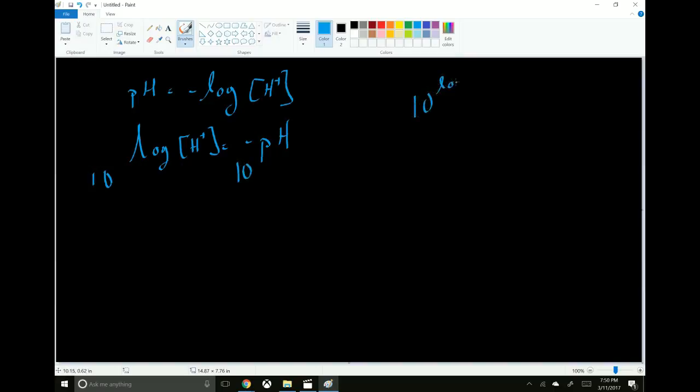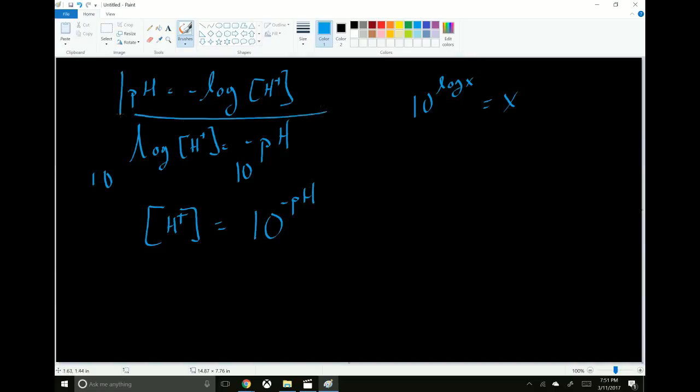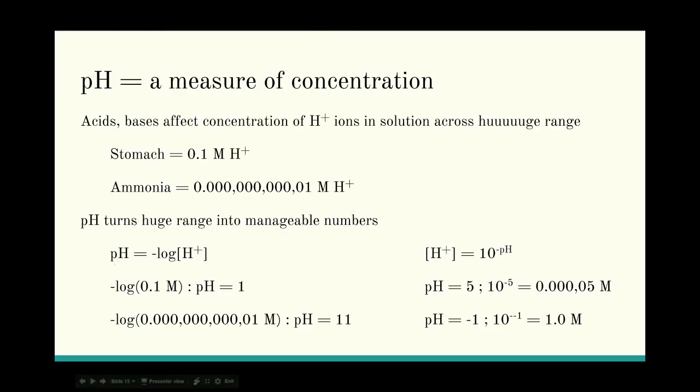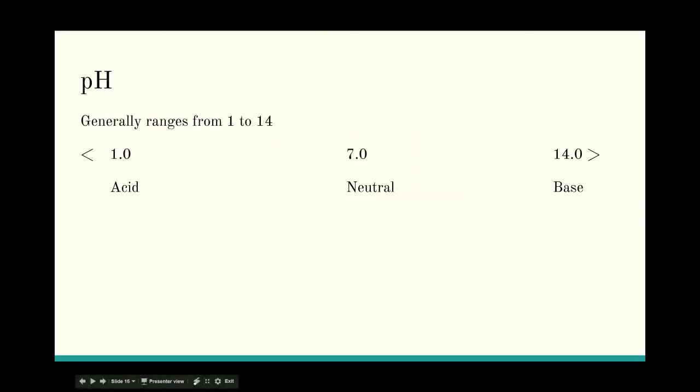So 10 to the log of x equals x. So that means that by doing that, you've got an H plus by itself, and it's equal to 10 to the power of negative pH. So pH equals negative log H plus, and H plus equals 10 to the negative pH. Those are your two equations that will allow you to move back and forth between pH and H plus.